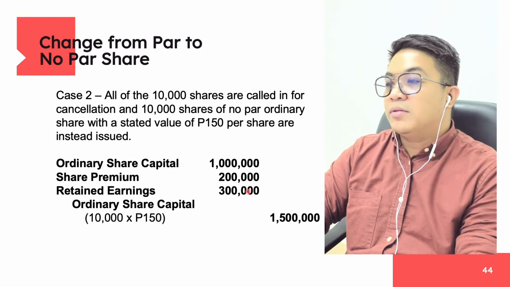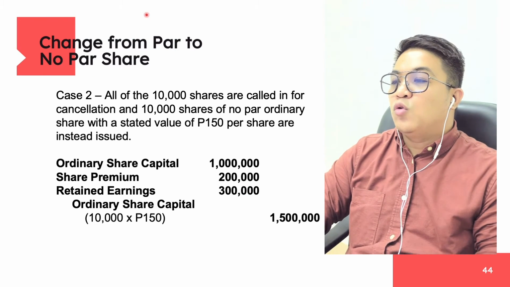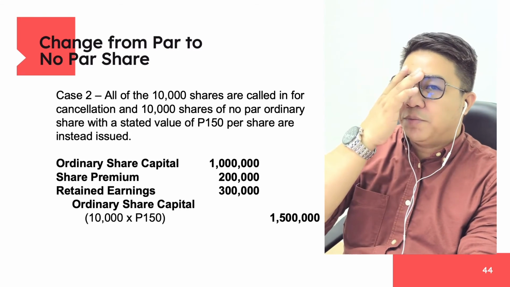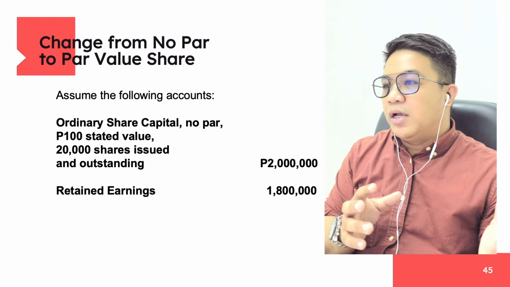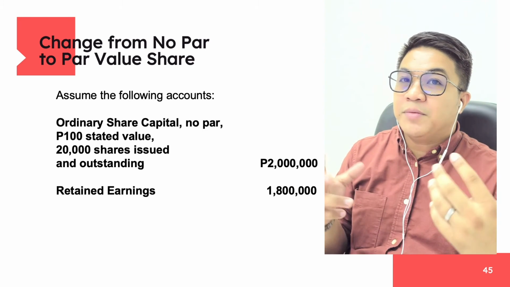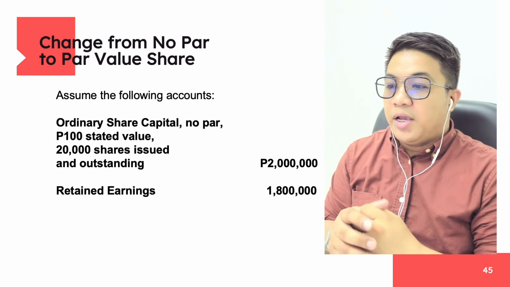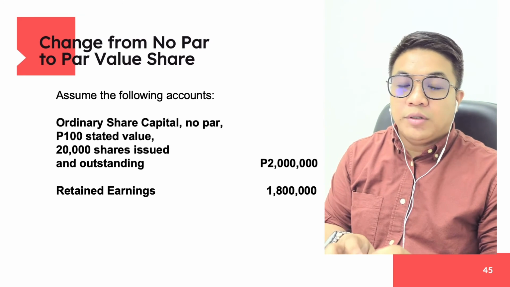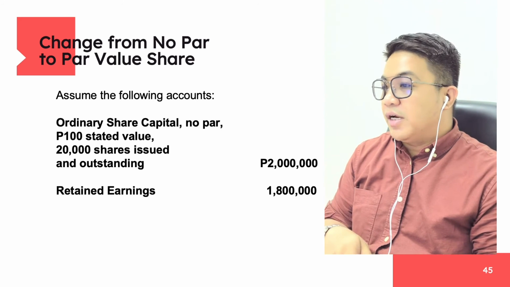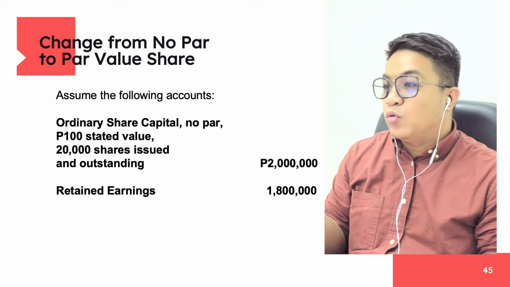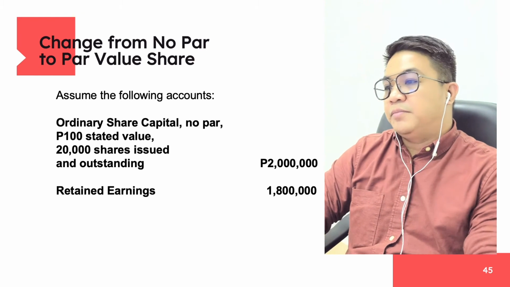Alright. So, these are 2 cases actually under this concept: change from par to no par share. So, let's take up the opposite, from no par to par. No par to par value share. The concept is you cancel the share capital, you debit it, and the new capital structure. So, we changed from no par to par value share. The given here is 2 million share capital, and also we have retained earnings of 1.8.